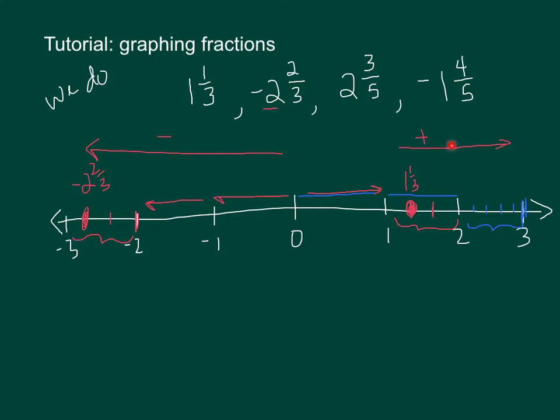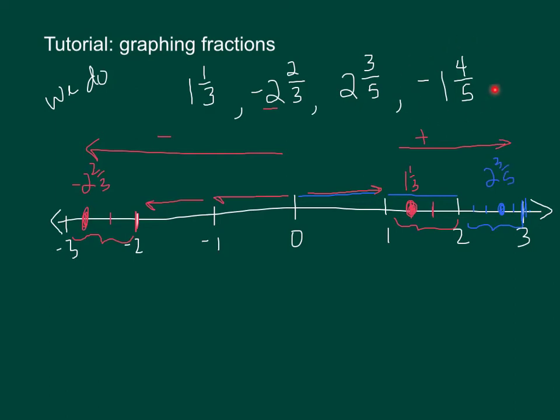So that my chunks are 1, 2, 3, 4, 5. And I'm in positive land, so I'm going this way. So I'm standing at the 2, and I cross over 3 of those 5 broken pieces. 1, 2, 3. That right there means I've crossed over positive 2 and 3/5 of the chunks.